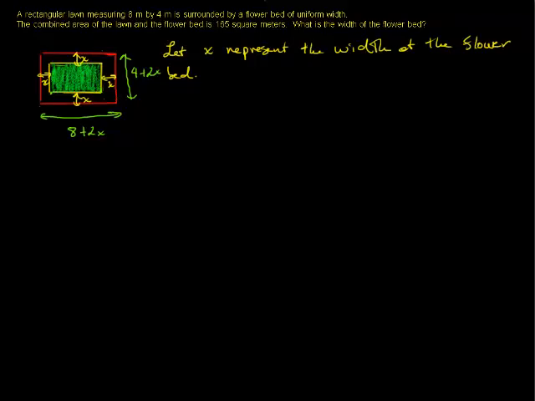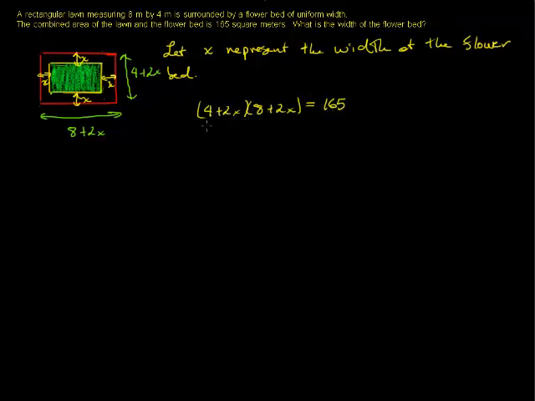Now we know that the area of the red rectangle is 165 meters squared. We can, in terms of x, write an expression for the area. We have 4 plus 2x times 8 plus 2x. That's the area of the red rectangle, and that has to be equivalent to 165 square meters. So now we've got an equation set up, and we can expand this, rewrite the equation in standard form, and solve it either by factoring or using the quadratic formula.